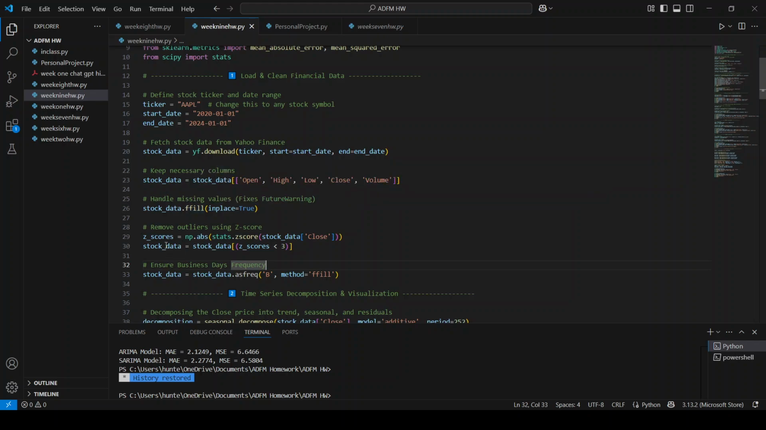Lines 29 and 30. The purpose of this is to remove outliers beyond 3 standard deviations. So that's this right here. Line 33. This is to ensure that the data follows the business days.